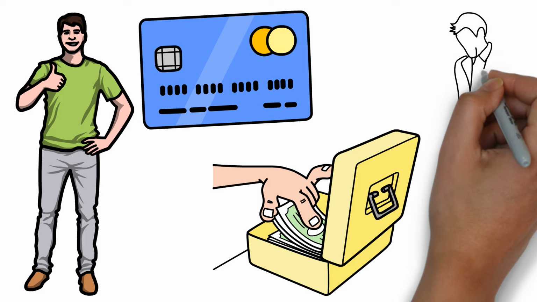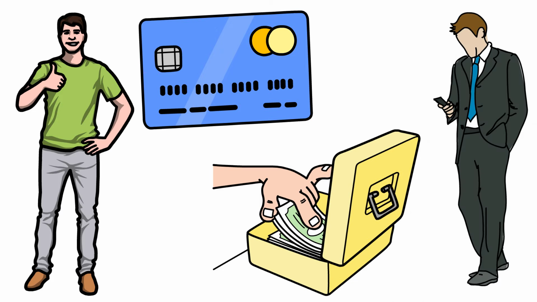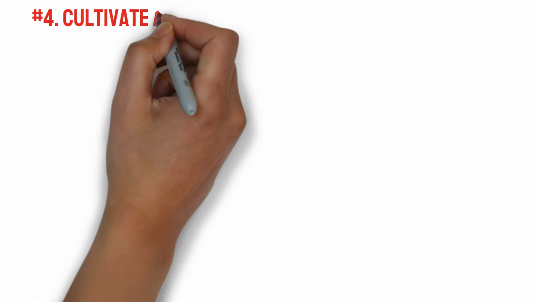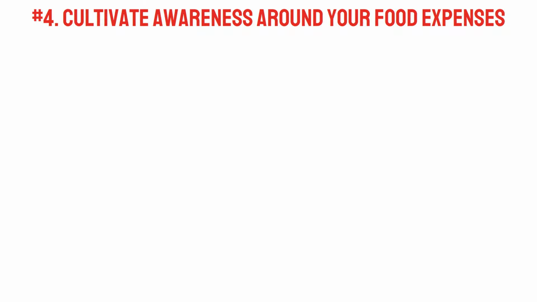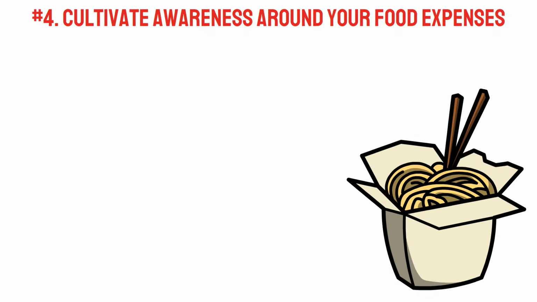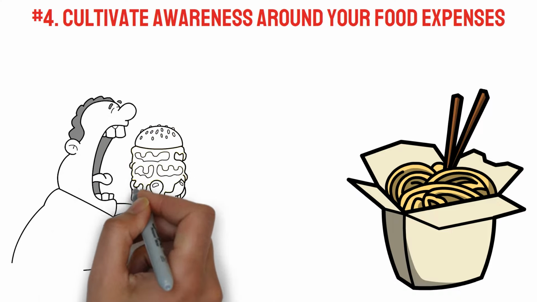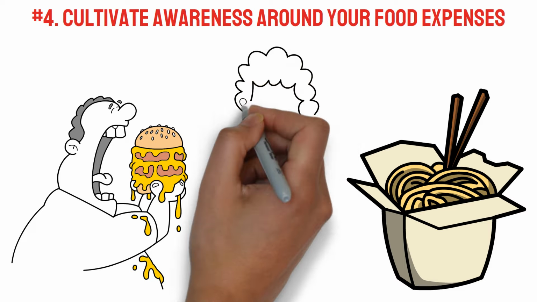Are you ready to make a change today? Explore the debt repayment strategy online. Number 4. Cultivate awareness around your food expenses. Unplanned food spending may derail even the best budget. A food budget might be difficult to follow when eating out is so tempting. This is a good time to improve low-income savings practices.